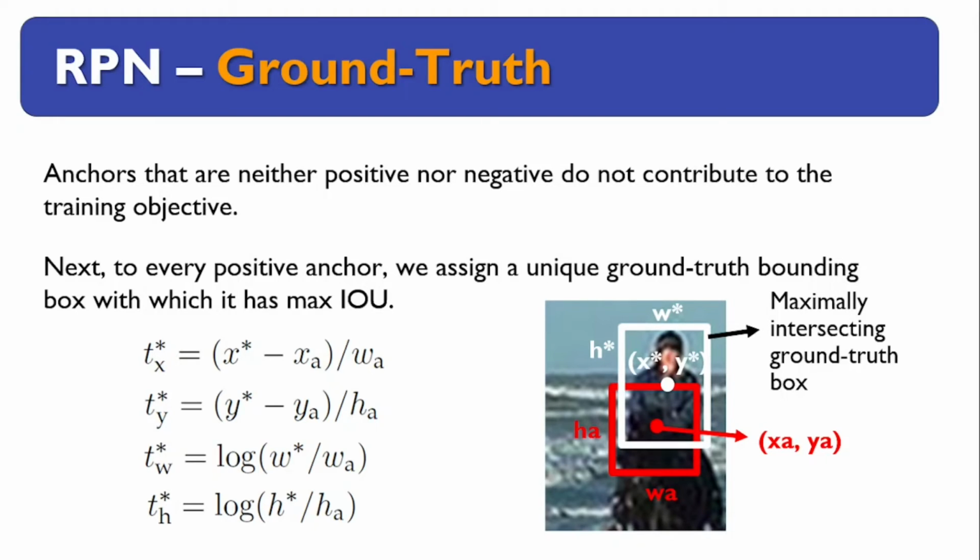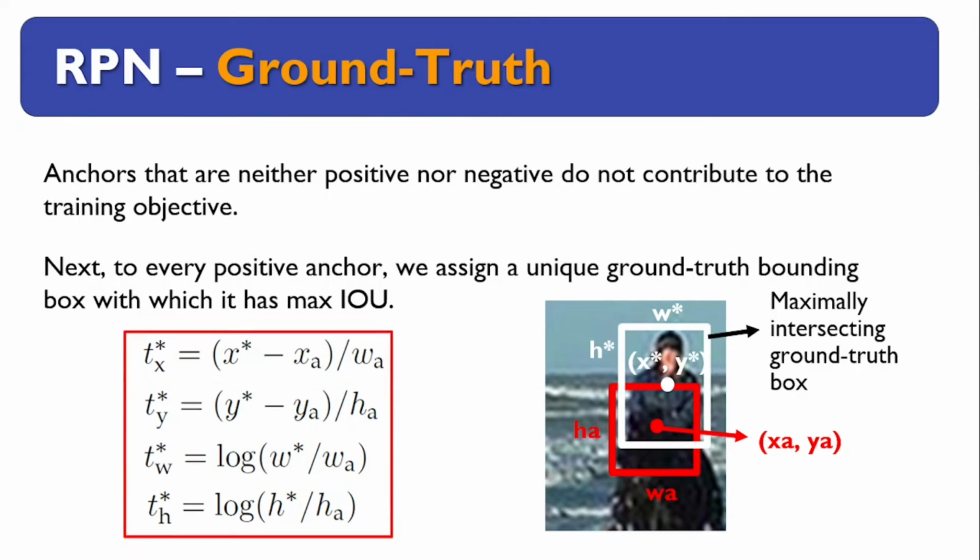For each positive anchor, we check which ground truth bounding box has the maximum intersection, and then assign the maximally intersecting ground truth bounding box to each positive anchor. This becomes the ground truth region proposal for each positive anchor, using which we can obtain the ground truth parameters as shown here. An interesting point to note here is that one ground truth bounding box can get assigned to multiple positive anchor boxes. Having defined the anchor labels and the ground truth parameters, we are now ready to understand the loss functions.